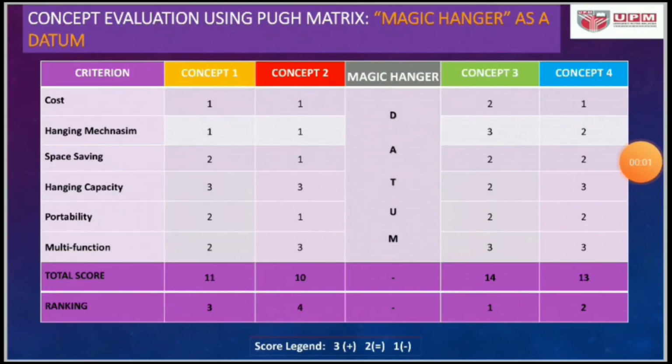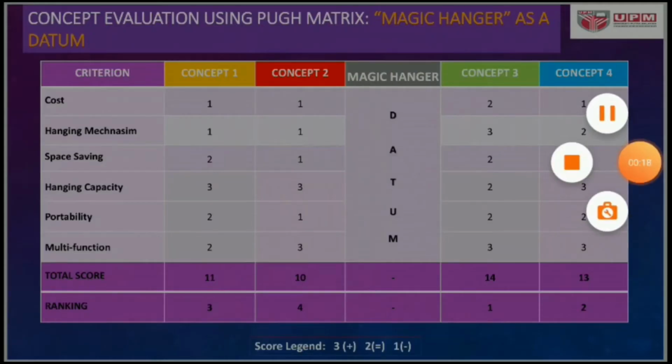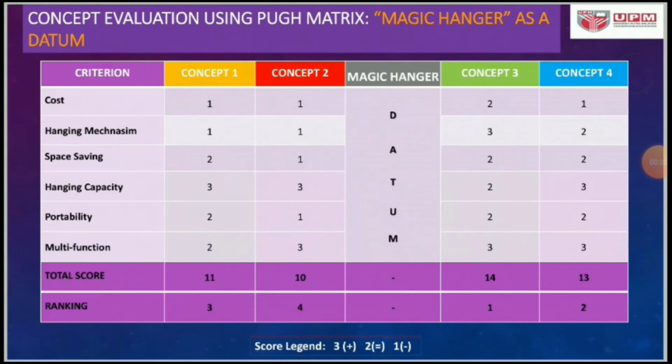Okay, moving on to a second style of the Pugh matrix. What can you see here? We have removed the weightages that were applied before to each criterion, and now we change concept 1 to be one of the concepts to be evaluated, and we choose a magic hanger as a datum. So obviously, when you do not apply any weightages or factors on each criterion, you can assume that each criterion now has the same significance towards the different concepts.